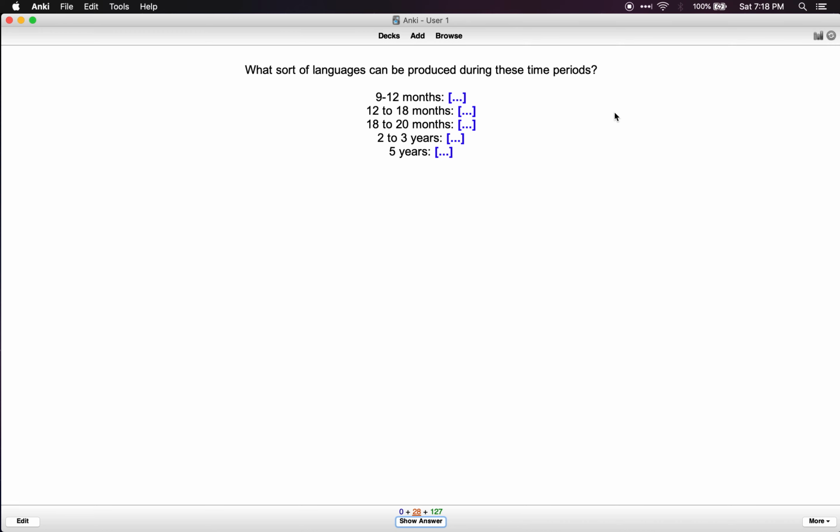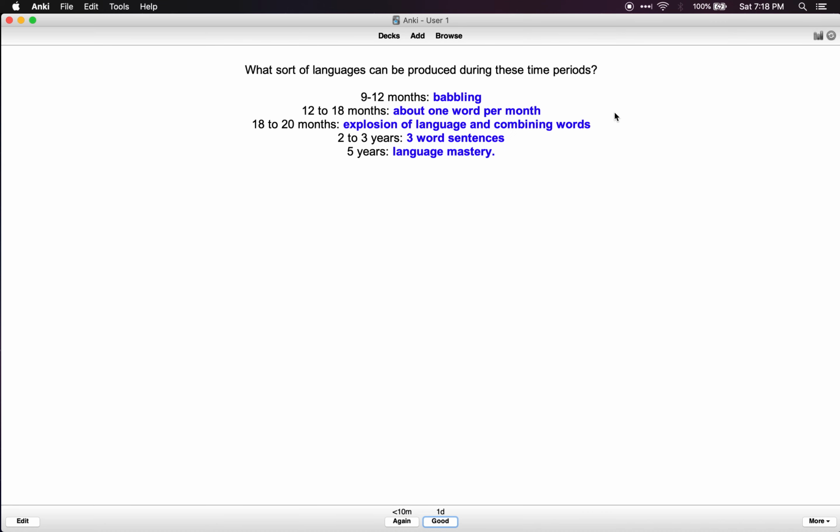9 to 12 months is babbling. 12 to 18 months is an explosion, at 1 word per month. 18 to 20 words is an explosion of words that don't make sense. 2 to 3 years is 3-word sentences, and 5 years is language mastery.